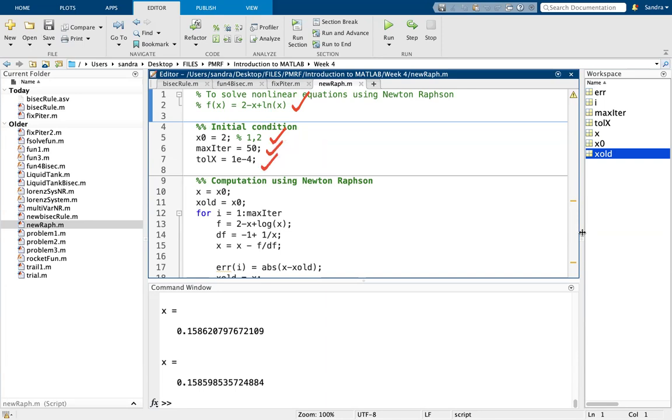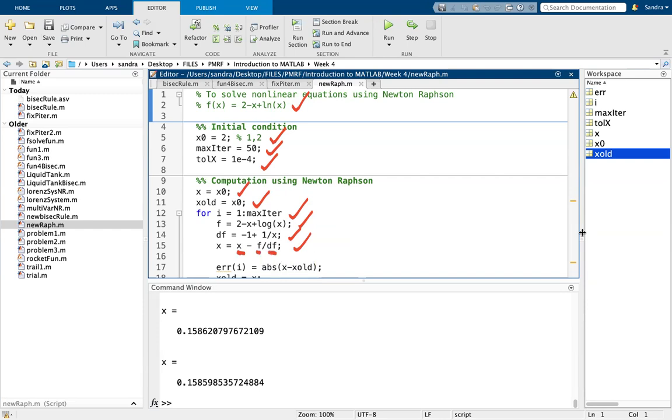What I do is, initial x value is x0, and x old is also x0. I run from 1 to max iter. This is my function value, and this is my derivative value. I get f and df. At x, this is my function value, and my derivative value is minus 1 plus 1 by x. Now, this is my update formula. As I said, the new x will be the old x minus the function value divided by the derivative value.